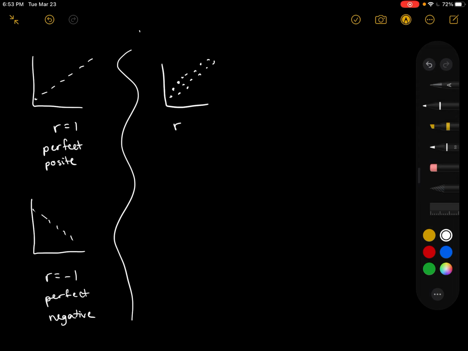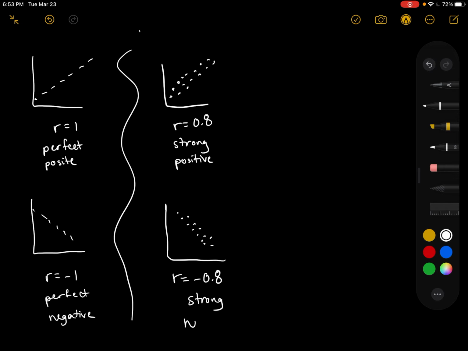Next, if we have some points that go along a line and are really close together, this would be something like R equals 0.8. We call this strong. And again, it's positive, so it goes up. The same is true if we have some points that are very close together, not much variance, but not perfectly on a line. Again, it'd be the same thing, but negative. So we would call this, again, strong, and this time, negative.